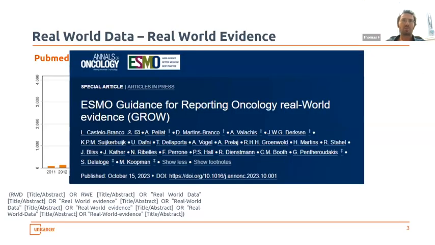Last week, a guidance for reporting real-world evidence studies, specifically for oncology, was published by the European Society of Medical Oncology. This publication provides guidance for full article development. A comprehensive list of detailed key recommendations is proposed to improve real-world evidence publication.